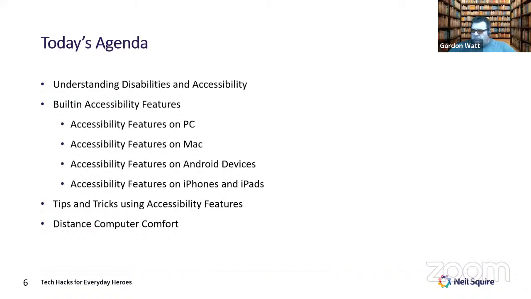We will not be discussing any external software that you can purchase. This is all software that's built into the actual operating systems on the computer itself, which means we're using features that are already built in that you may not already know of. Okay, so to start off with, let's try to identify disabilities and also what accessibility is.